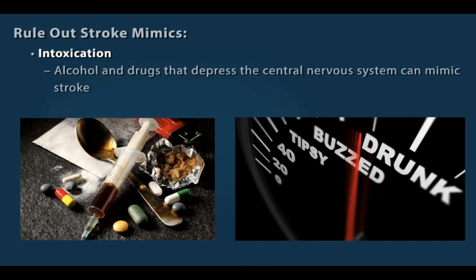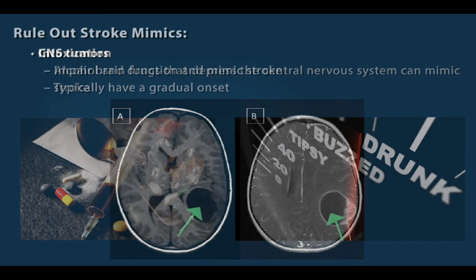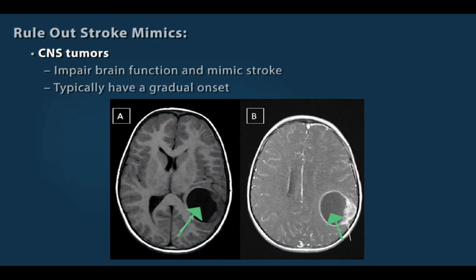Alcohol and drugs that depress the central nervous system can mimic a stroke too. In the presence of stroke signs and symptoms, an odor of alcohol on the patient or the presence of drug paraphernalia on the scene may indicate a possible stroke mimic. CNS tumors can impair brain function and mimic stroke as well. Neurological deficits related to CNS tumors will typically have a gradual onset.